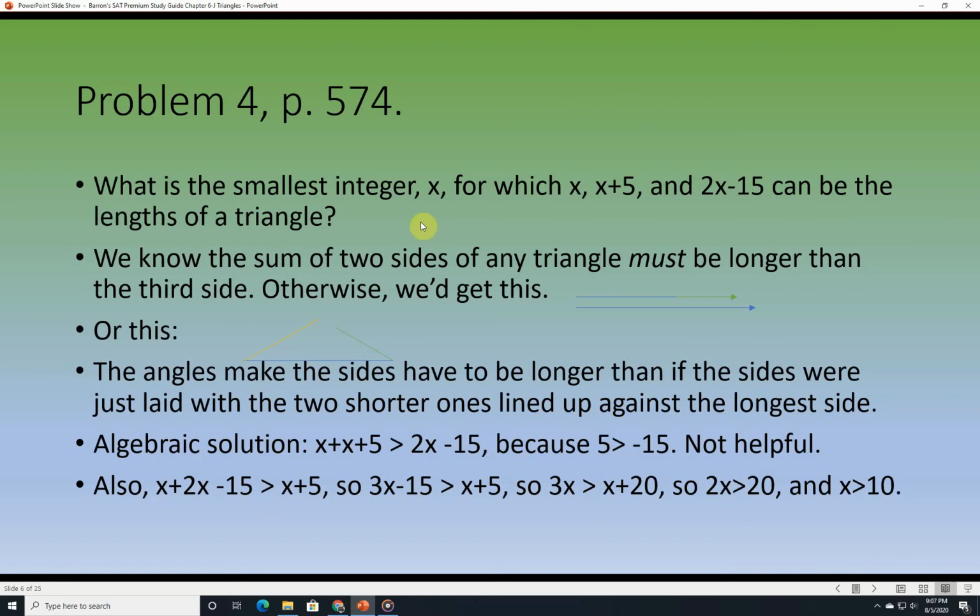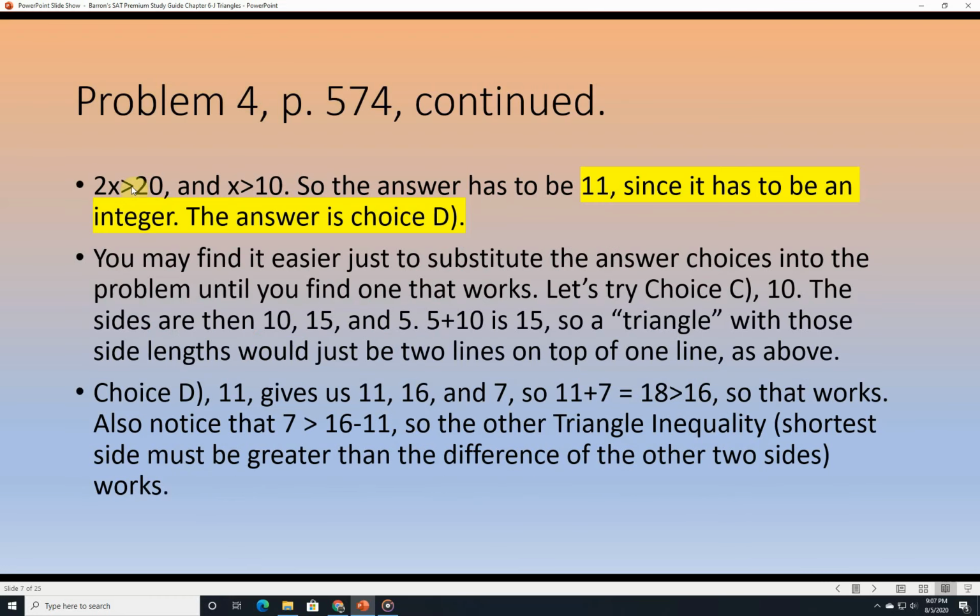Since they tell you that x is an integer, it has to be the next integer bigger than 10, which of course is 11. So, as I say, 2x is greater than 20, x is greater than 10, so the answer has to be 11 since it has to be an integer. The answer is choice D.